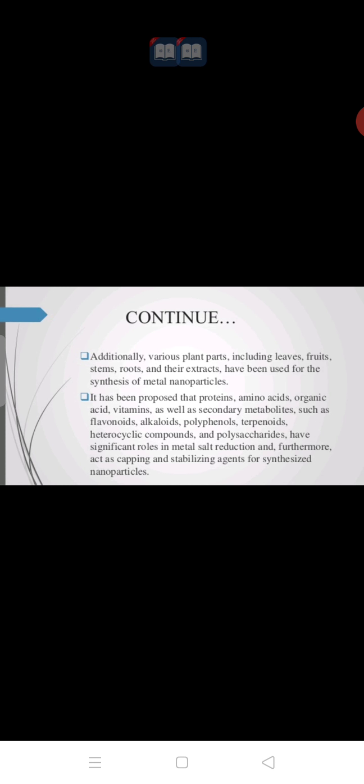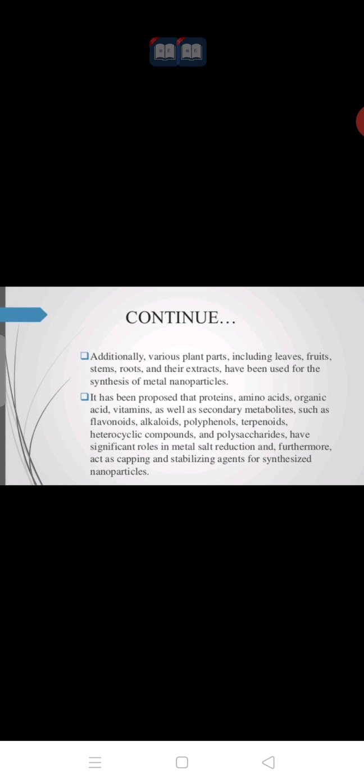Recently, gold and silver nanoparticles were successfully synthesized using the leaf and root extract from the medicinal herbal plant, that is Panax ginseng. So gold nanoparticles were synthesized and again silver nanoparticles were synthesized by using the leaf and root extract of the medicinal plant Panax ginseng. So this comes under phytonanotechnology.